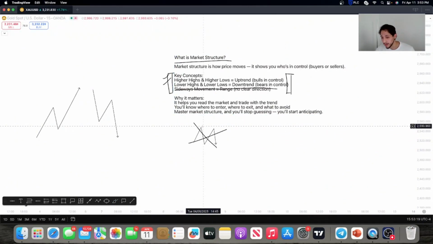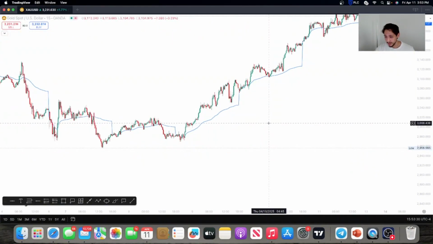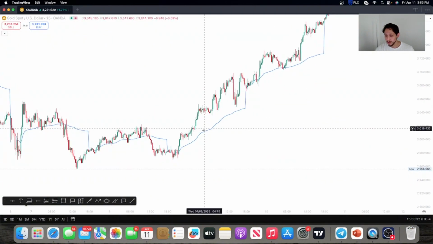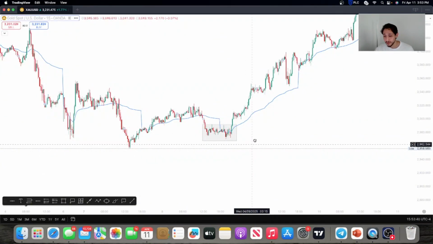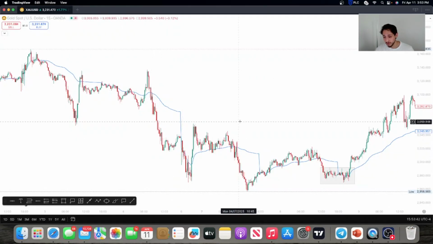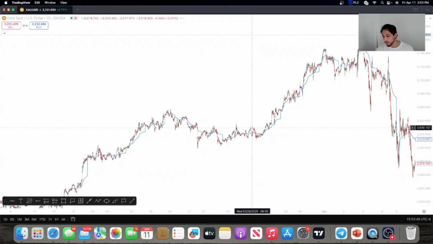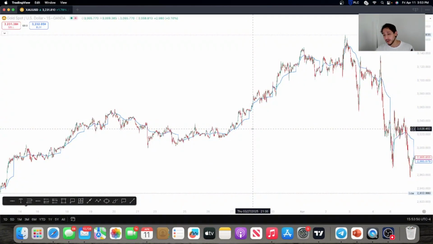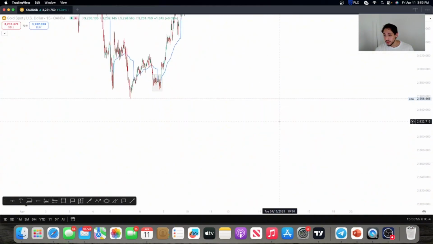Now, why does it matter? First of all, it helps you read the market and trade with the trend. Once you understand market structure, you can understand exactly where there are buyers and where there are sellers. What do you see over here? This is an uptrend, meaning there's a lot of buying. What do we have right over here? This is a range, so there's no point in trading it. What do we have here? A downtrend. If you go all the way into the chart, you can see how this pattern repeats itself over and over again. It's very important to understand because your goal is to trade with the trend, where there's a lot of volume.